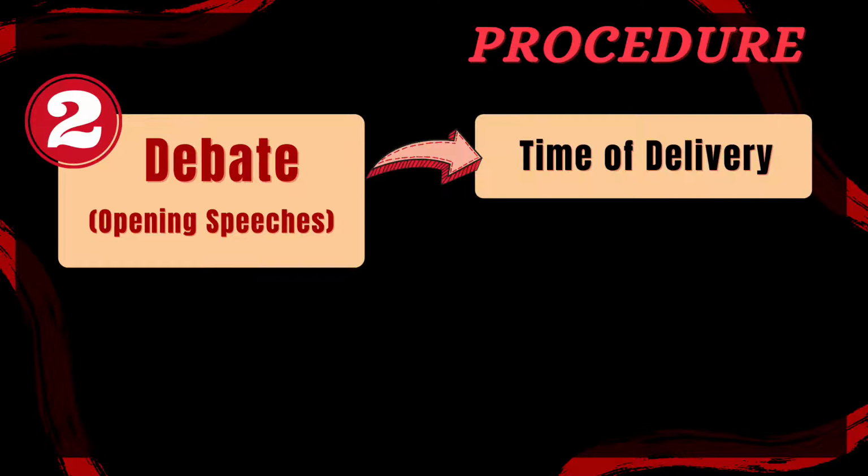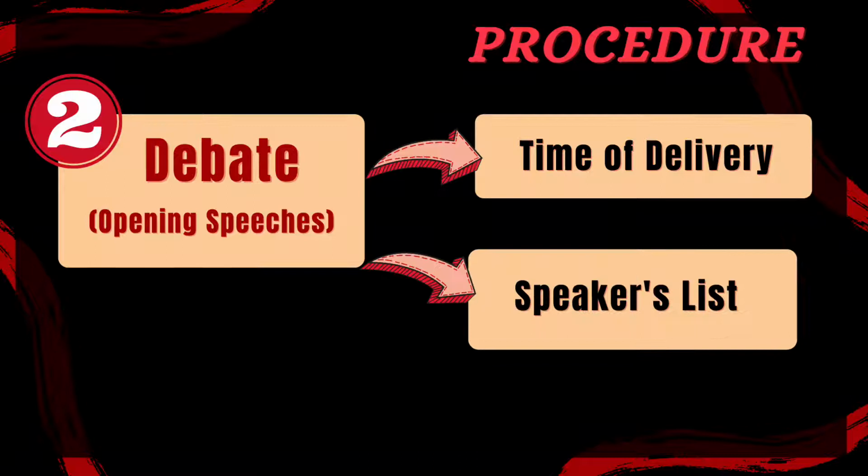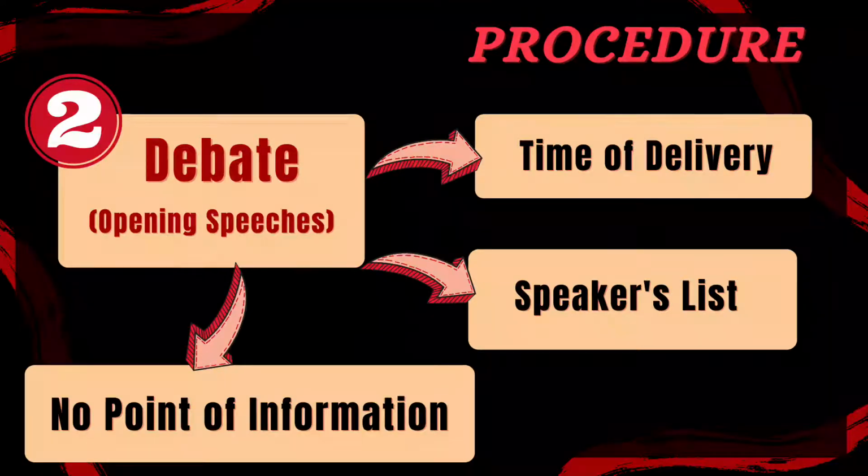After the topic is identified, delegates will have the time to deliver their opening speeches with 1 minute speaking time per delegate. The chair has the discretion to decide on how many delegates will be part of the speakers list and who they will be. Take note that these opening speeches do not entertain points of information, simply known as questions from other delegates.